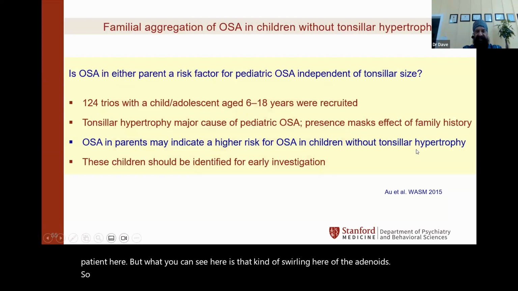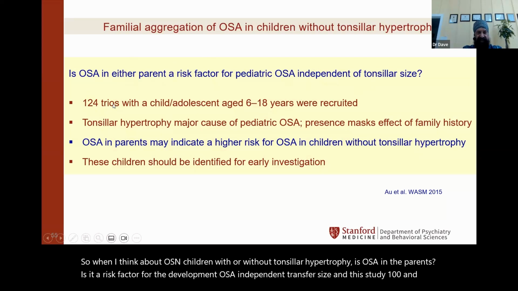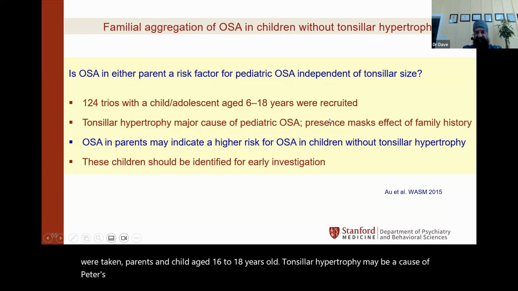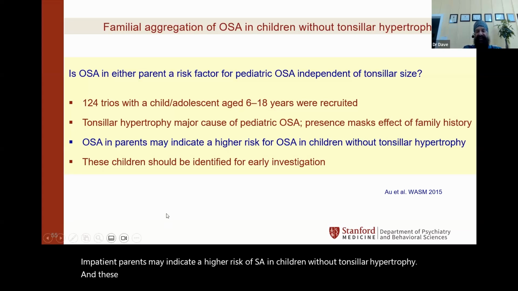So when you think about OSA in children with or without tonsillar hypertrophy, is OSA in the parents a risk factor for the development of OSA independent of tonsillar size? In this study, 124 trios were taken, parents and child, aged 16 to 18 years old. Tonsillar hypertrophy may be a cause of pediatric OSA, and if it's there, it may mask a family history that is underlying. So OSA in parents may indicate a higher risk of OSA in children without tonsillar hypertrophy. And these children need to be investigated and identified early on to see if they are at increased risk.